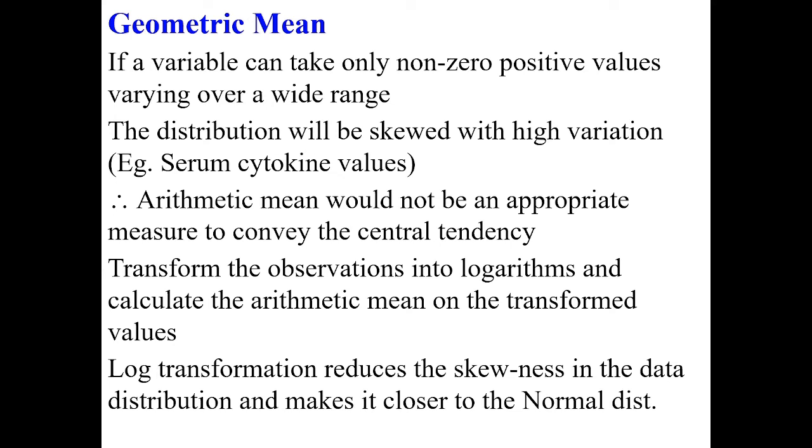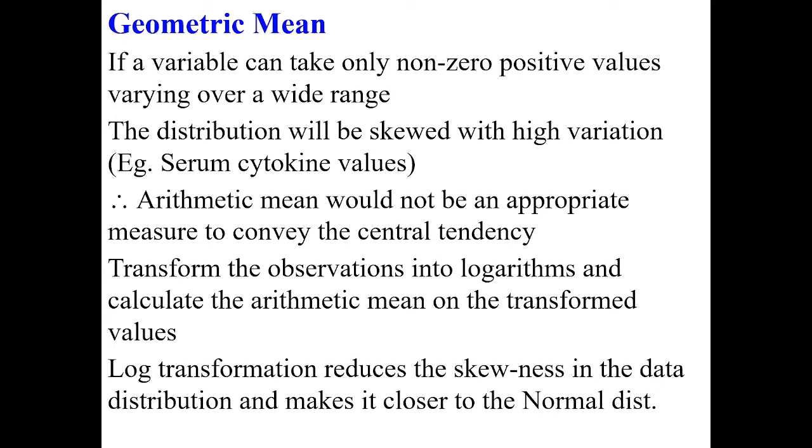Okay, we will talk about geometric mean, which is another index which will convey the central tendency. If a variable can take only non-zero values, this is very important, non-zero and positive values varying over a wide range, what happens? The distribution will be skewed naturally because it varies over a wide range. So it will be skewed and the variation will be high.